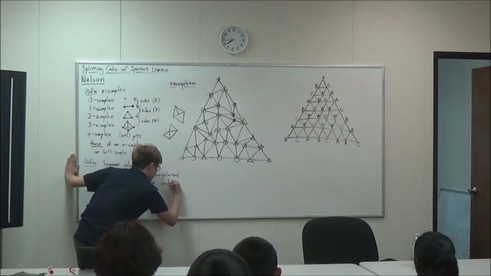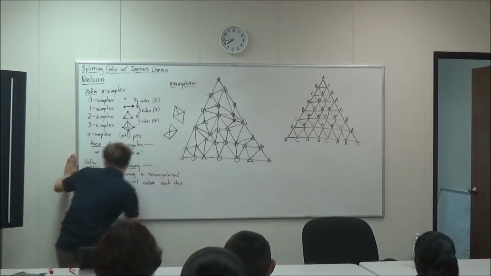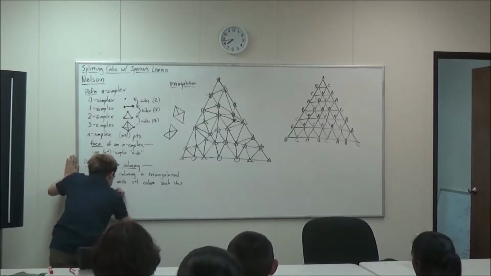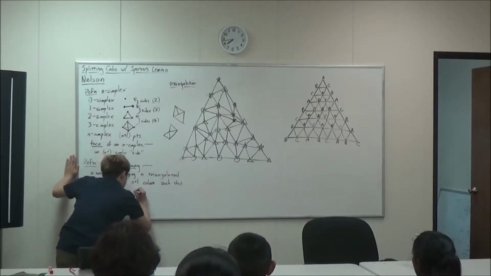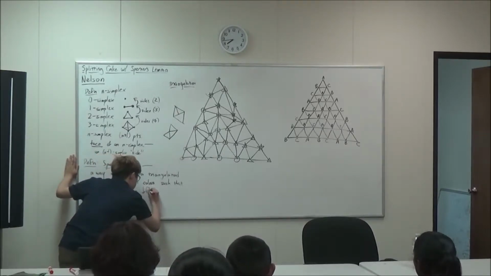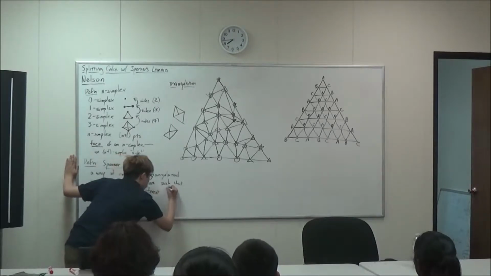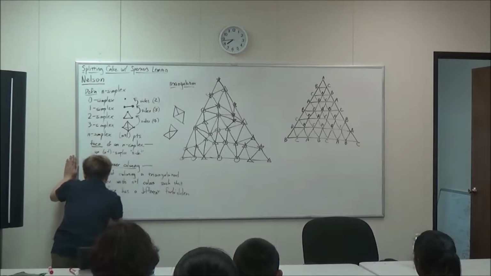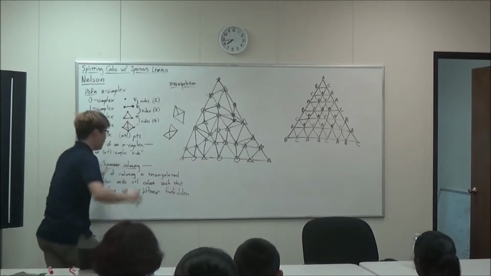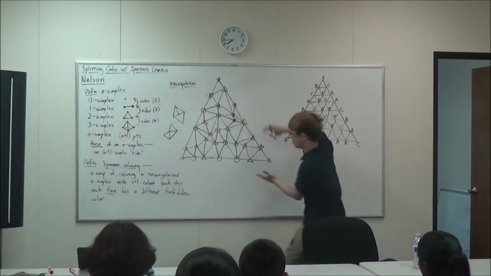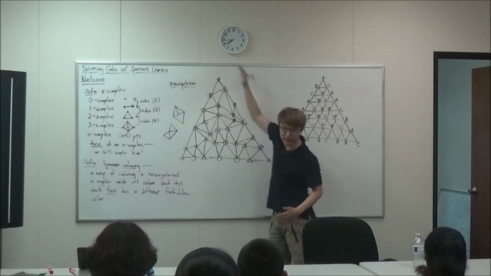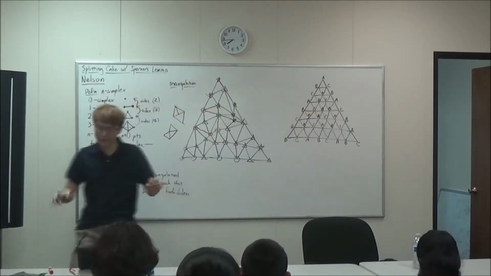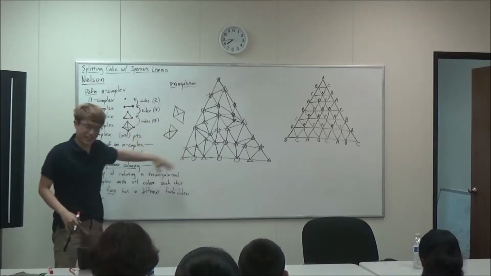such that each face has a different forbidden color. Now remember, with a triangle, the faces are just the edges, right? The 3 edges here. And so each face has a different forbidden color. Can anyone, just by looking at this picture, guess what that might mean?